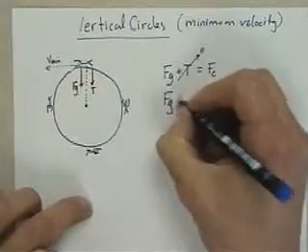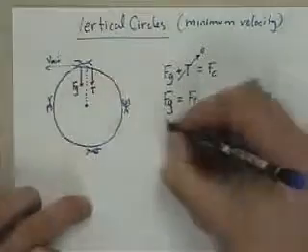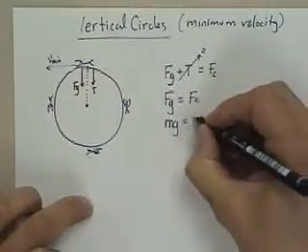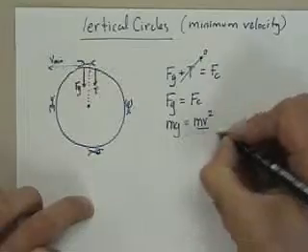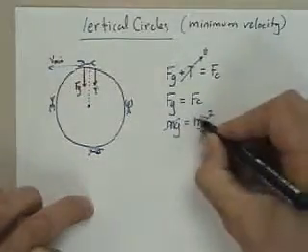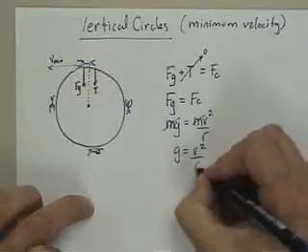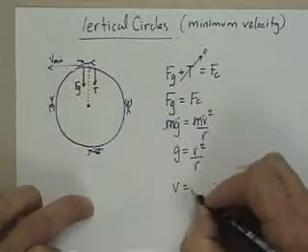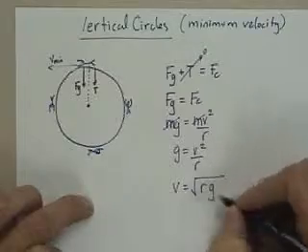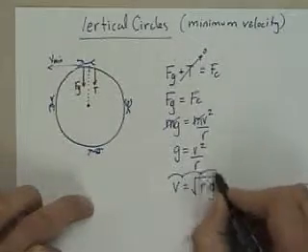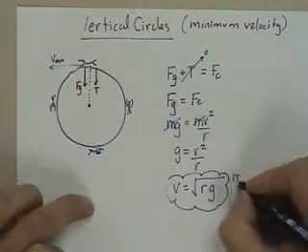So really, Fg is going to be equal to Fc. That means that mass times gravity is going to be equal to mv squared over r. These masses cancel, so you get g equals v squared over r, which gives you v equals the square root of rg. So that is your minimum velocity.